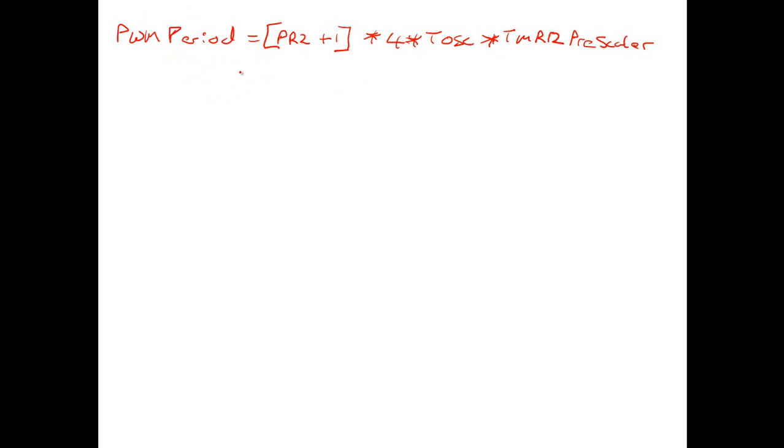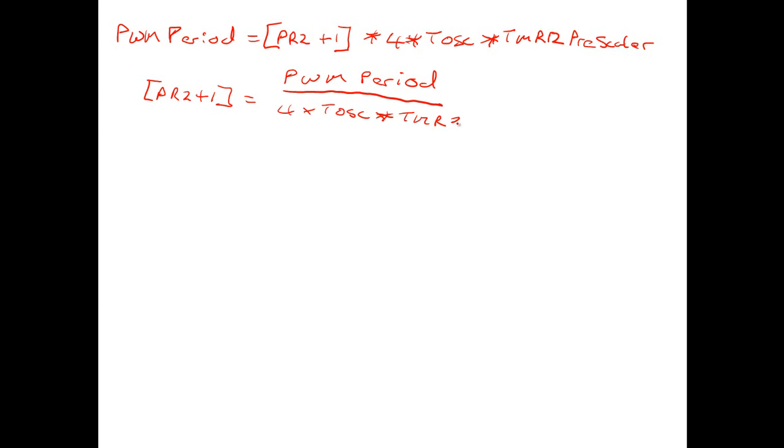So what we're going to do is put the PR2 + 1 part on one side of the equals, and we can see that it's multiplied by everything else here, which means that if we take everything else and put it on the other side of the equals, it'll be divided in. So that'll basically give us the PWM period divided by 4 times the TOSC times the TMR2 prescaler.